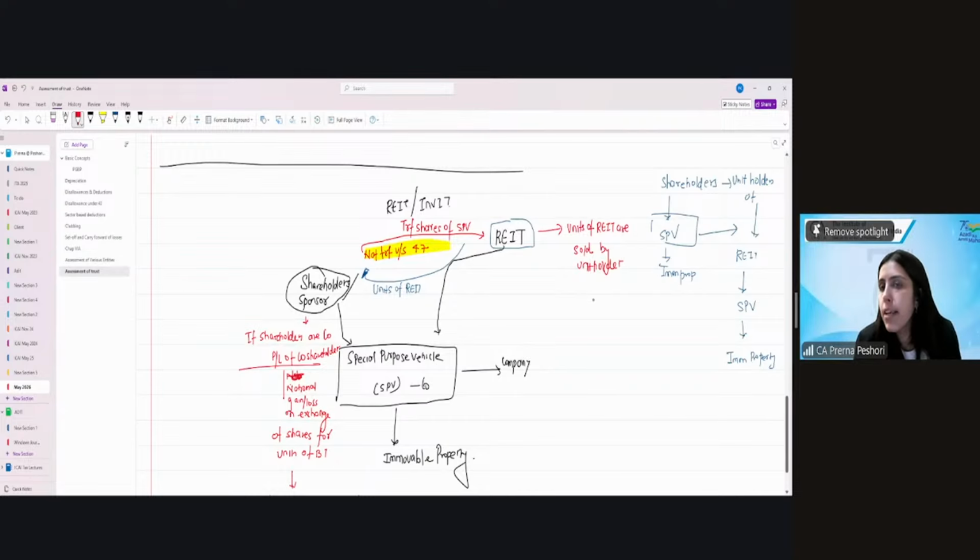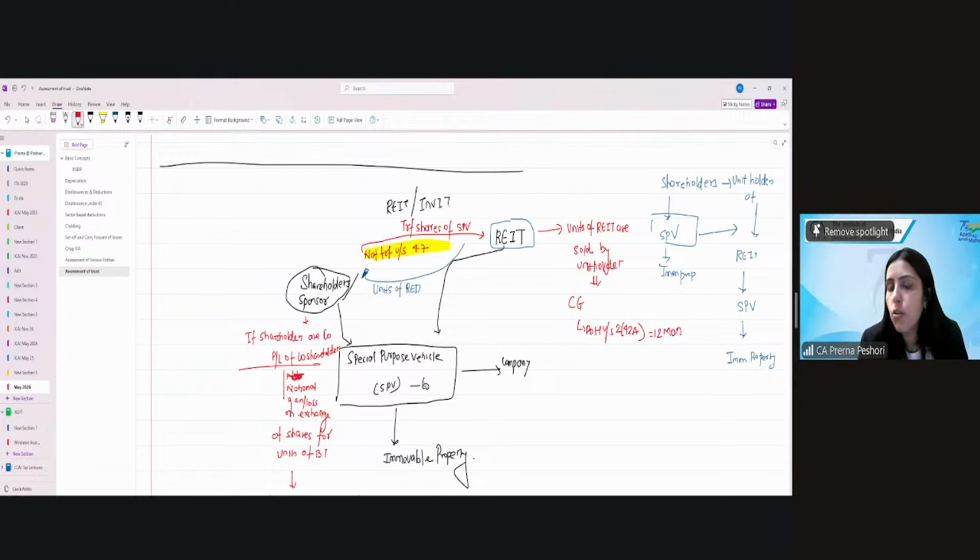Now, when units of REIT are sold by the unit holder, there will also be capital gain. Now, what will be the period of holding for these units? 12 months, 24 months? What is the period of holding? Units of business trust, 12 months. Before 2024, this used to be 36 months. So now it is 12 months. So my period of holding under 2(42A) will be 12 months.